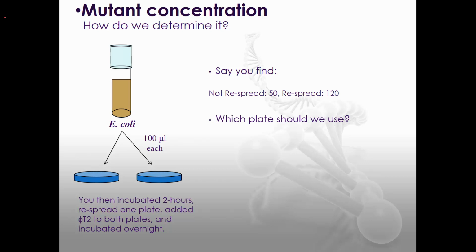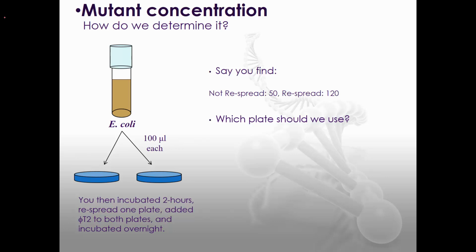There are a lot of possibilities, aren't there? I mean, do we use the not respread plate, 50? Is that the number we should use for our calculations? Do we use the respread plate, 120? Do we average them? Is it 170, 50 plus 120 divided by 2? Is that the answer? Is it 170 total mutants that we should use? That's what was on both plates. So how do we proceed here?